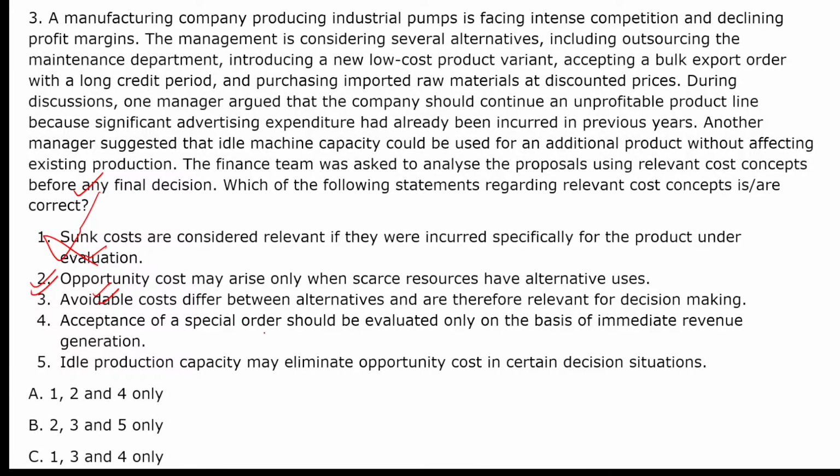Acceptance of a special order should be evaluated only on the basis of immediate revenue. No, wrong. Not on immediate revenue, but on return condition, existing operation, customers, everything should be taken into account. Idle production capacity may eliminate opportunity cost in certain decisions. Correct. If there is any excess or idle capacity, additional production may not require sacrificing your existing output. Therefore, any sort of opportunity lost will be eliminated.